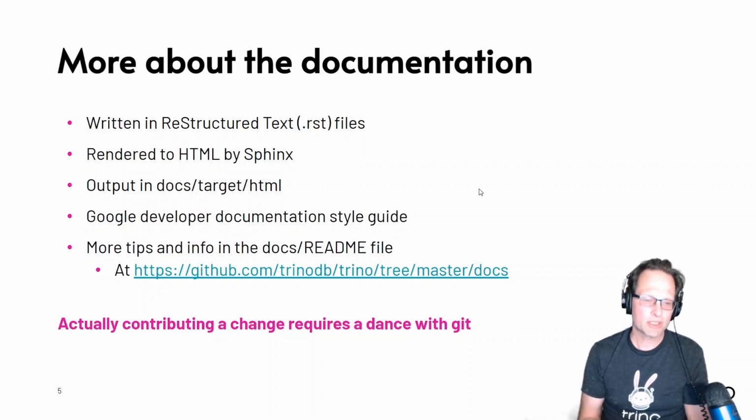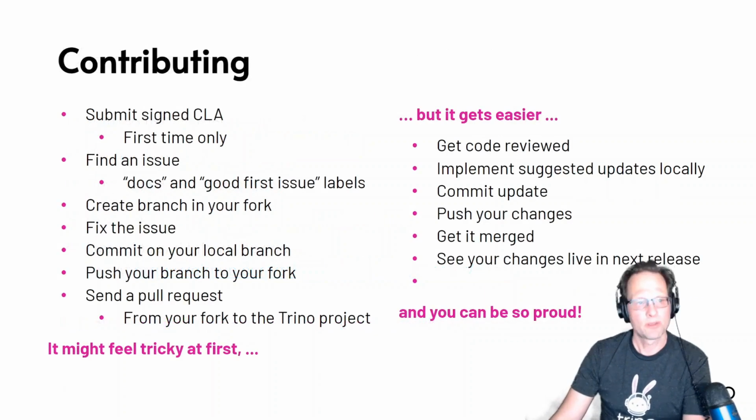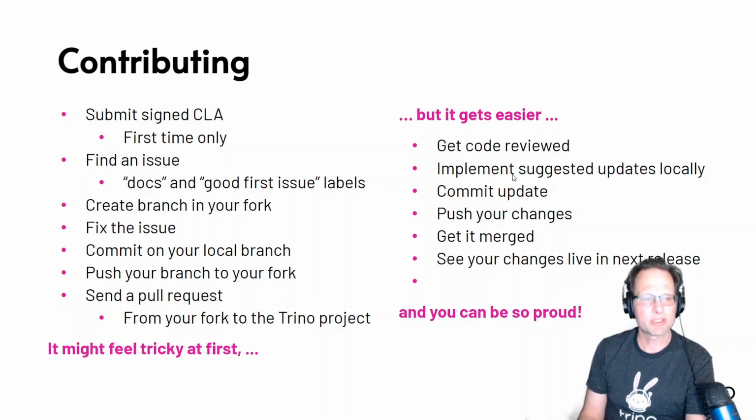When it comes to actually contributing a change to the documentation, this requires a bit more of a dance with Git. So here's a quick, brief overview of what that entails. You will have to sign a CLA, but only the first time. Then you want to probably find an issue. We have GitHub issues where the docs and good first issue labels help you. But of course, you can also just read the documentation. If you find anything that you think is wrong, go submit a fix.